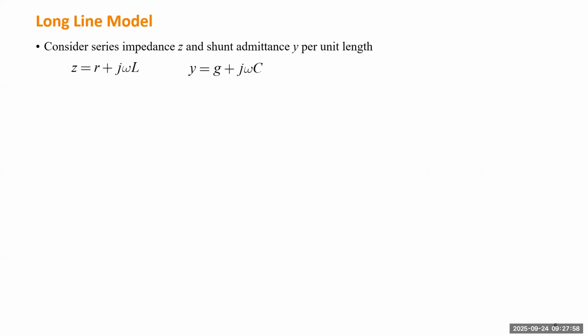For the long line model, we start from the impedance and the admittance per unit length. We use lowercase z, which doesn't mean the total impedance; this value multiplied by the length of the line, like 1 mile or 1 kilometer, will give you the impedance of that segment. Similarly, the lowercase y indicates the shunt admittance per unit length. If you multiply this by 1 mile, that will tell you the total admittance to the ground for that segment. So we're going to start with lowercase z and lowercase y.